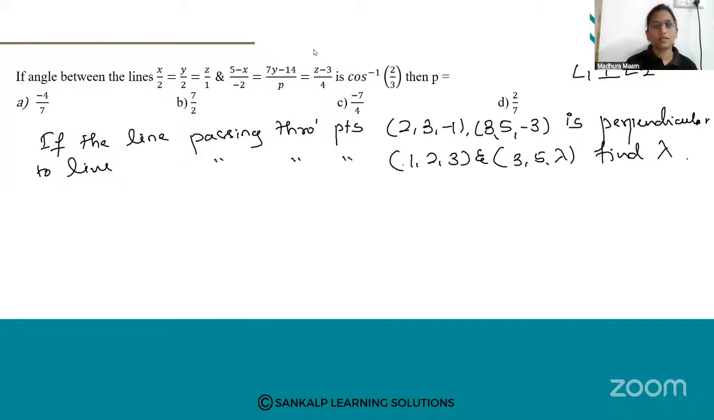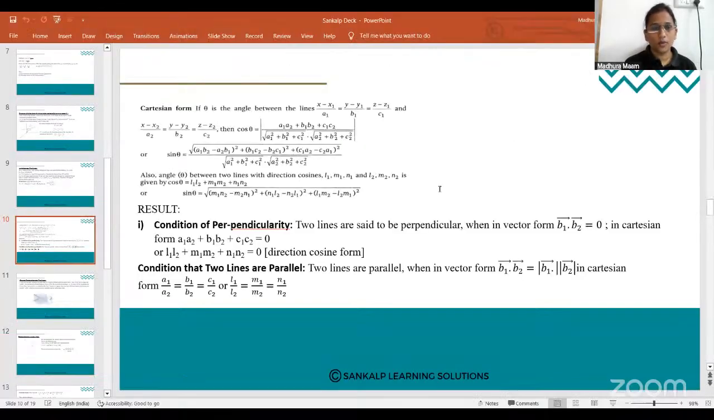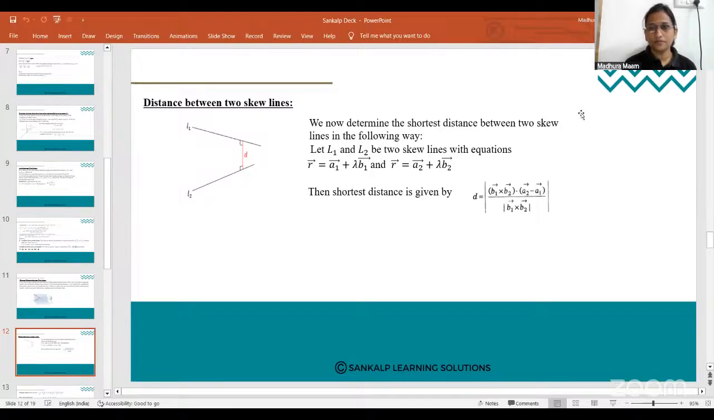Next, the last concept in this: the shortest distance between lines. If two lines are given with the Cartesian or vector equation a1 plus lambda b1, a2 plus lambda b2, what kind of lines are these? Skew lines. What are skew lines? Two lines in 3-dimensional space which never intersect each other.